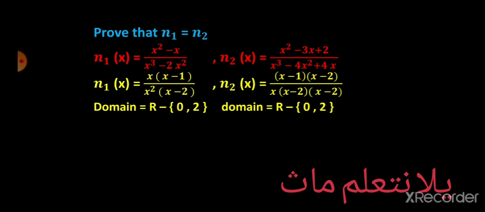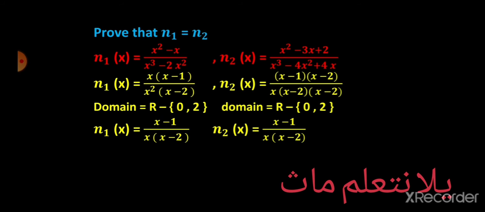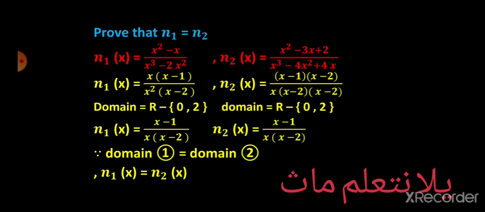What did you note? The domain of the first equals the domain of the second. So the first condition is satisfied. The second one, simplify both of them. It will be x minus 1 up and x over x minus 2. Also, n1 of x equals n2 of x. It means domain equals domain and the simplest form equals the simplest form. So we satisfy all the conditions, and we can write that n1 equals n2. Get it? Let's see another one.